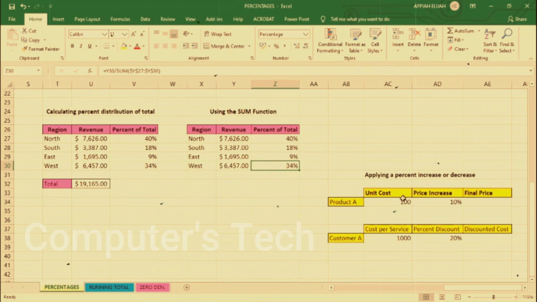Now, as an Excel analyst, it should be a common task to apply a percentage increase or decrease to a given number. For instance, when applying a price increase to a product, you would typically raise the original price by a certain percentage. Also, when you are giving a customer a discount, you would decrease that customer's rate also by a certain percent. So we would like to illustrate this here in the worksheet from these two tables that we have illustrated here.